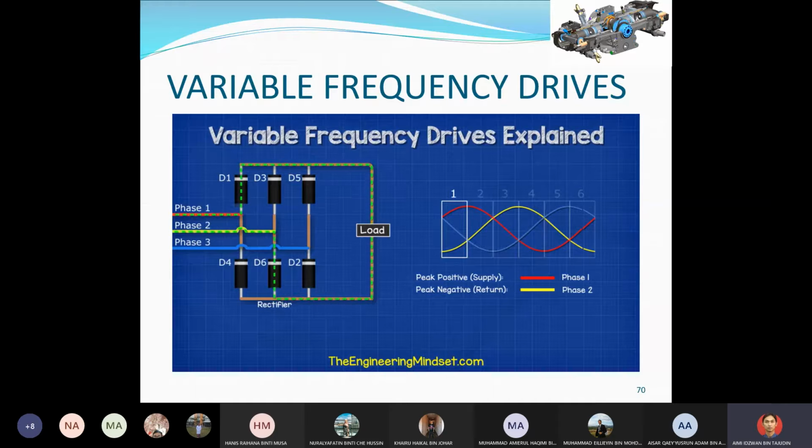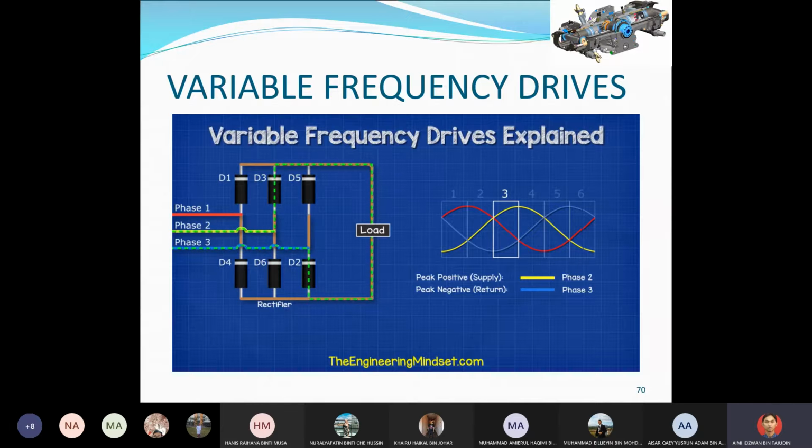Once the current passes through the load, it will then need to get back to the source. And as phase 2 is in the negative half of its cycle, the current will flow through diode 6 into phase 2. In the next segment, we see the current is still flowing in phase 1 and diode 1. But now phase 3 is in its negative half. So the current switches and the flow returns through this phase via diode 2. In the next segment, phase 2 is approaching its peak. So the current now flows through this phase and through diode 3.